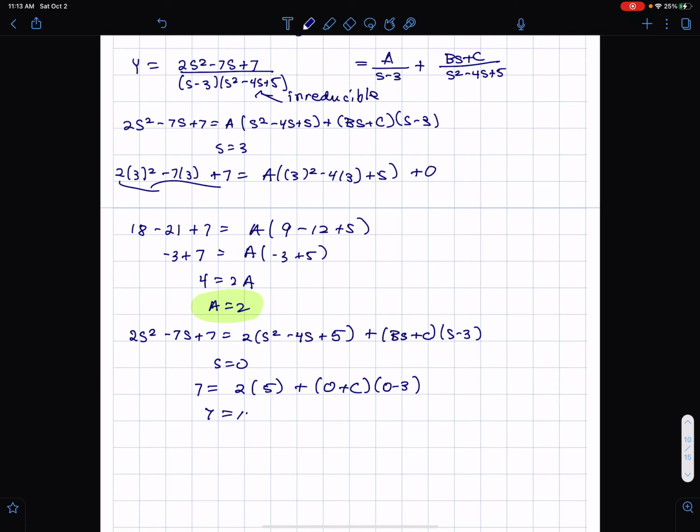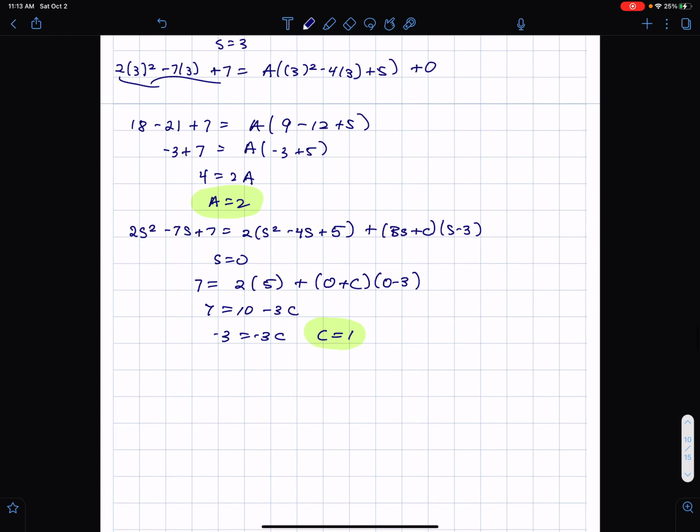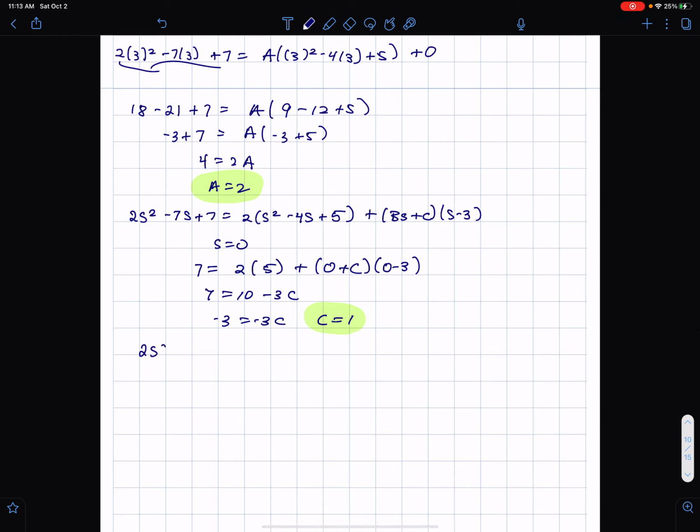So 7 equals 10 minus 3c. So negative 3 equals negative 3c. So c is equal to 1. Okay, knock that one off. All right. So copy down the equation again, and then I'll just put in another number.